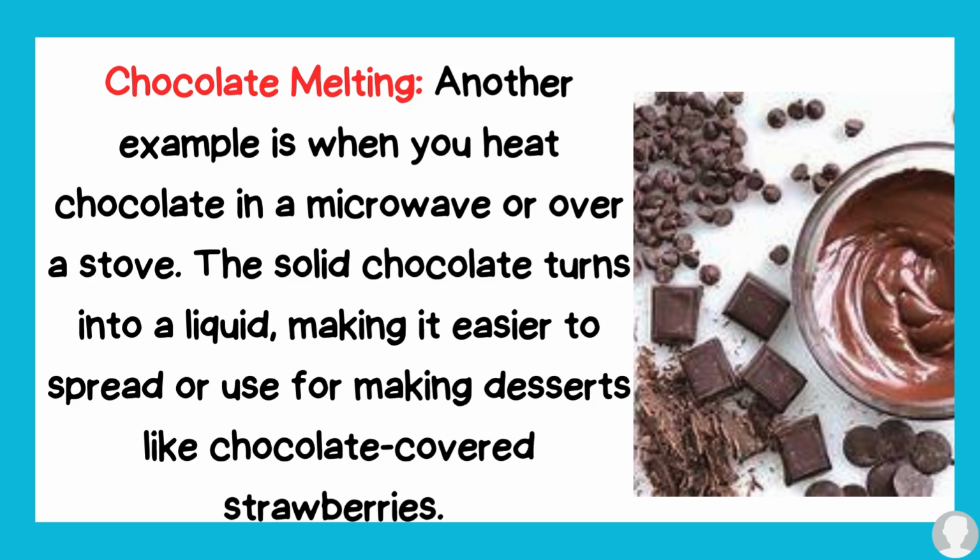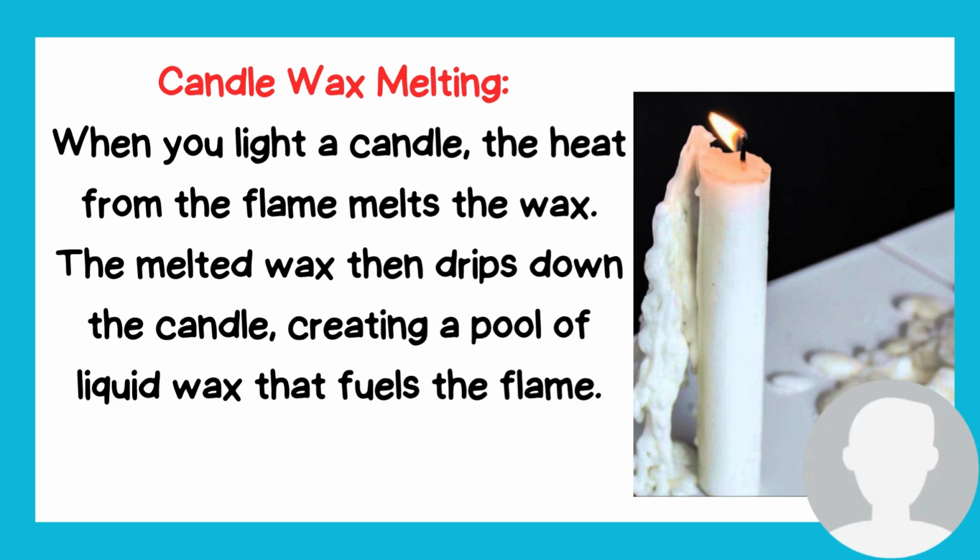The second is chocolate melting. Another example is when you heat chocolate in a microwave or over a stove. The solid chocolate turns into a liquid, making it easier to spread or use for making desserts like chocolate-covered strawberries and others. The third one is candle wax melting. When you light the candle, the heat from the flame melts the wax. The melted wax then drips down the candle, creating a pool of liquid wax that fuels the flame.